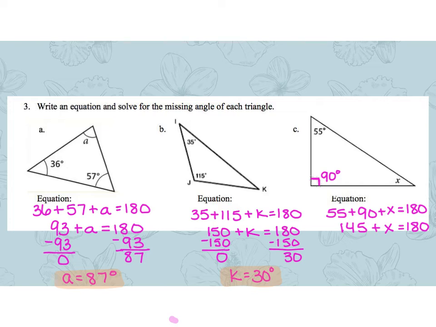Now we have a one-step equation, and I would need to subtract 145 on both sides to get my missing angle X by itself. When I subtract 145 on the left-hand side, it cancels out, and we're left with just X. And when we subtract 145 from 180 on the right, we're left with 35. So our missing angle X is 35 degrees.